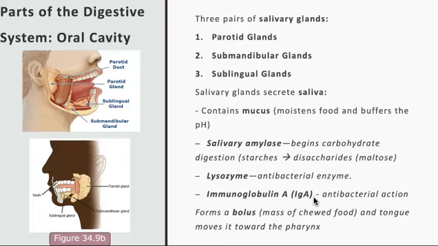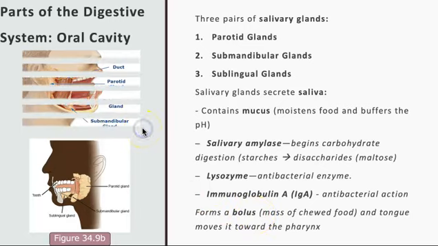And as we are mechanically and chemically digesting, we're going to form a clump of food known as the bolus. And our tongue is going to help to move that back toward the pharynx.